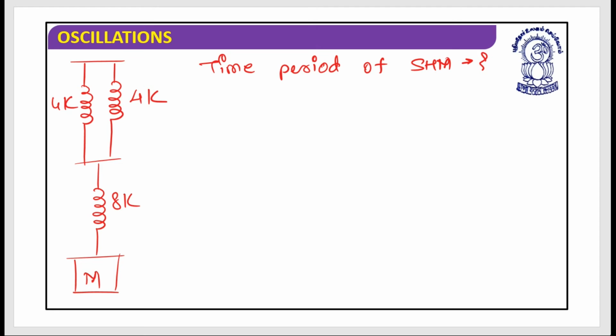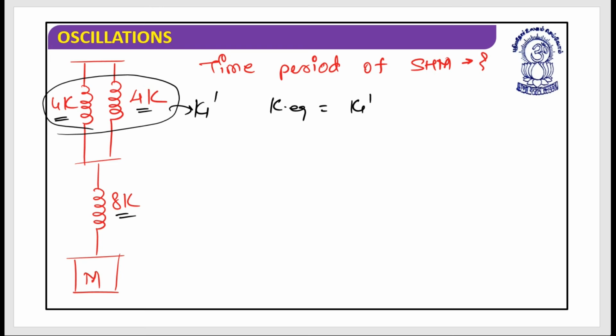So the situation is this is 4k, this is 4k, this is 8k, and first I need to find out the k equivalent of this, as these two are in parallel. Let's call this k equivalent dash, which is k1 plus k2, equal to 4k plus 4k, which is equal to 8k. This is k equivalent 1 of only this.